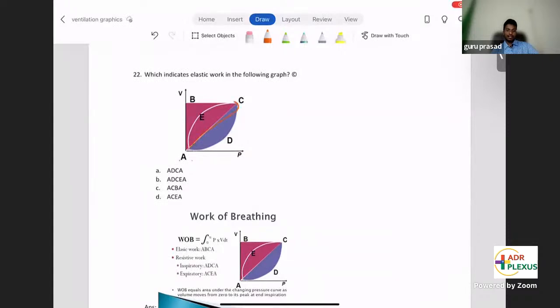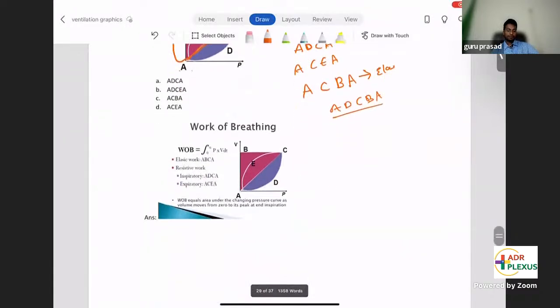Yes, ACBA will indicate your elastic work. So in this graph, ADCA will indicate resistive work during expiration. ACBA will indicate your elastic work. Total work is ADCBA. Okay.